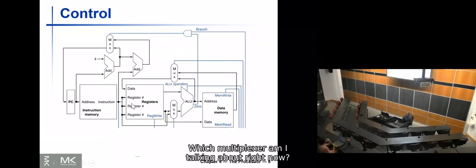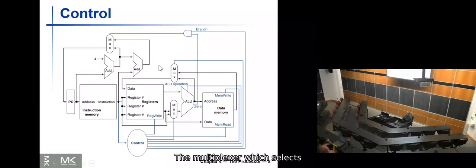Which multiplexer am I talking about right now? The multiplexer which selects which data is written to the register file. The data which would be written to the register file would be this. So where does this data come from? It comes from this multiplexer. And as you see, this multiplexer has two sources, two inputs.